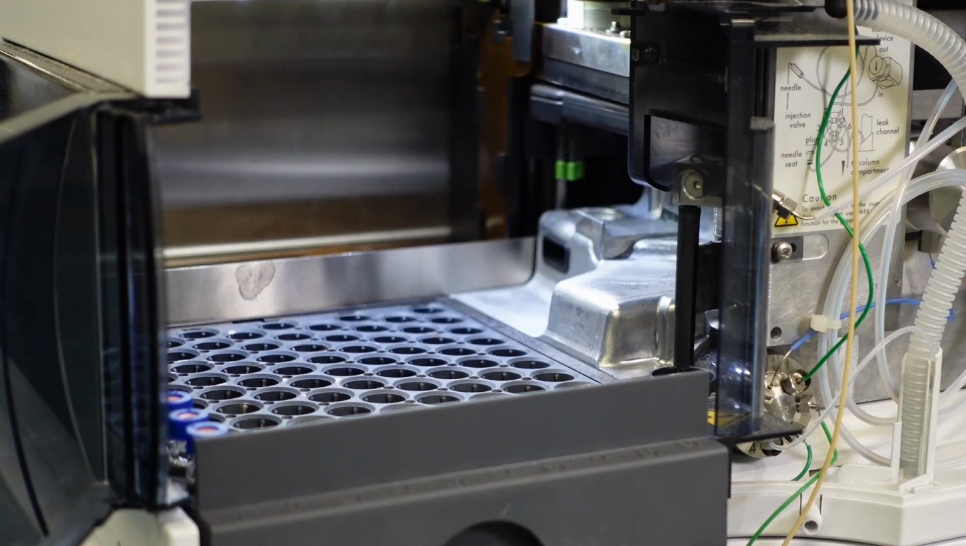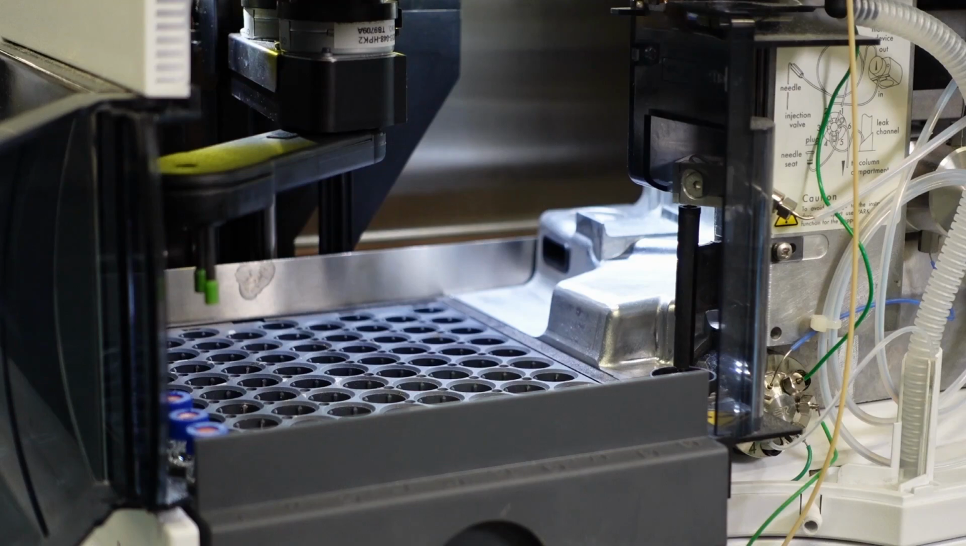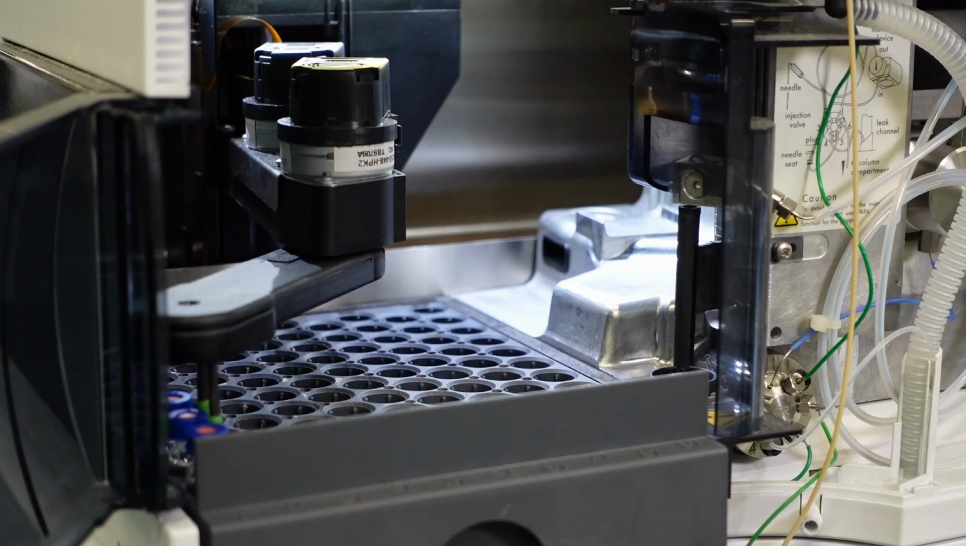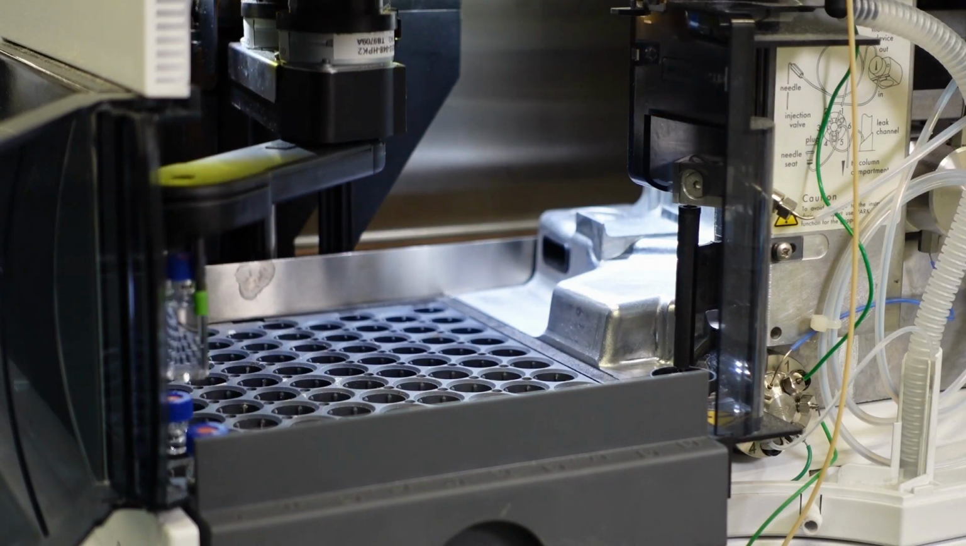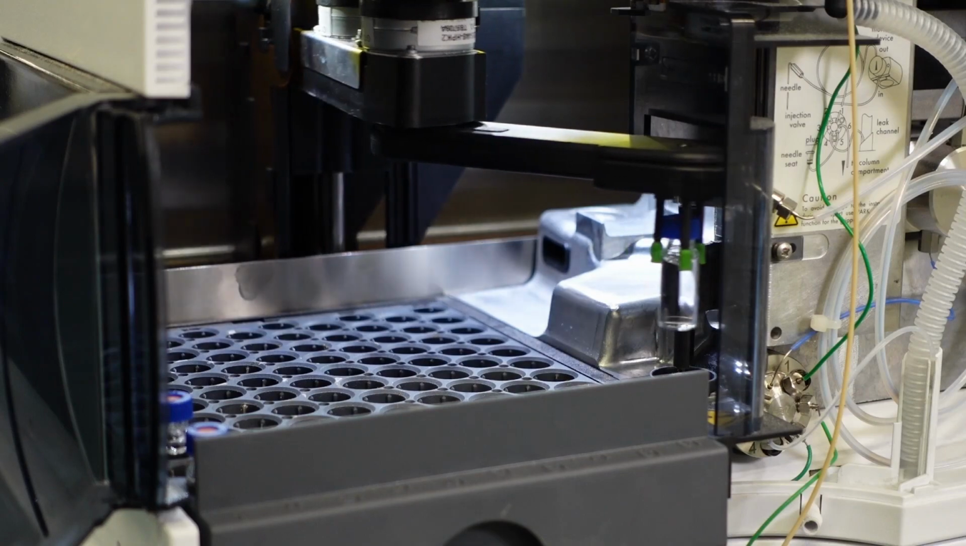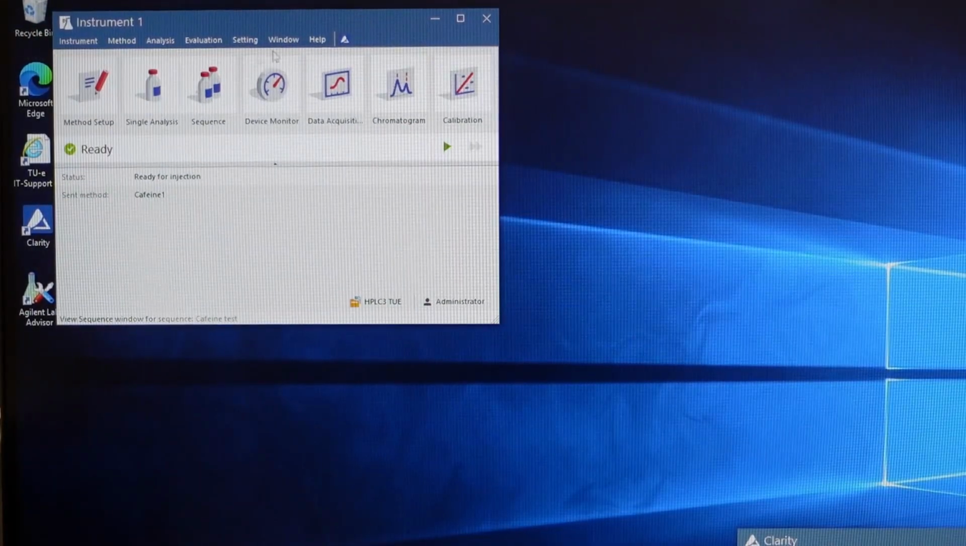Finally, after the column there's a detector. This setup is equipped with a diode array detector, or DAD. Using a beam of light that spans the full ultraviolet and visible light spectrum, the DAD scans the samples and measures the absorption of each wavelength of light against the elution time of each chemical species from the column.